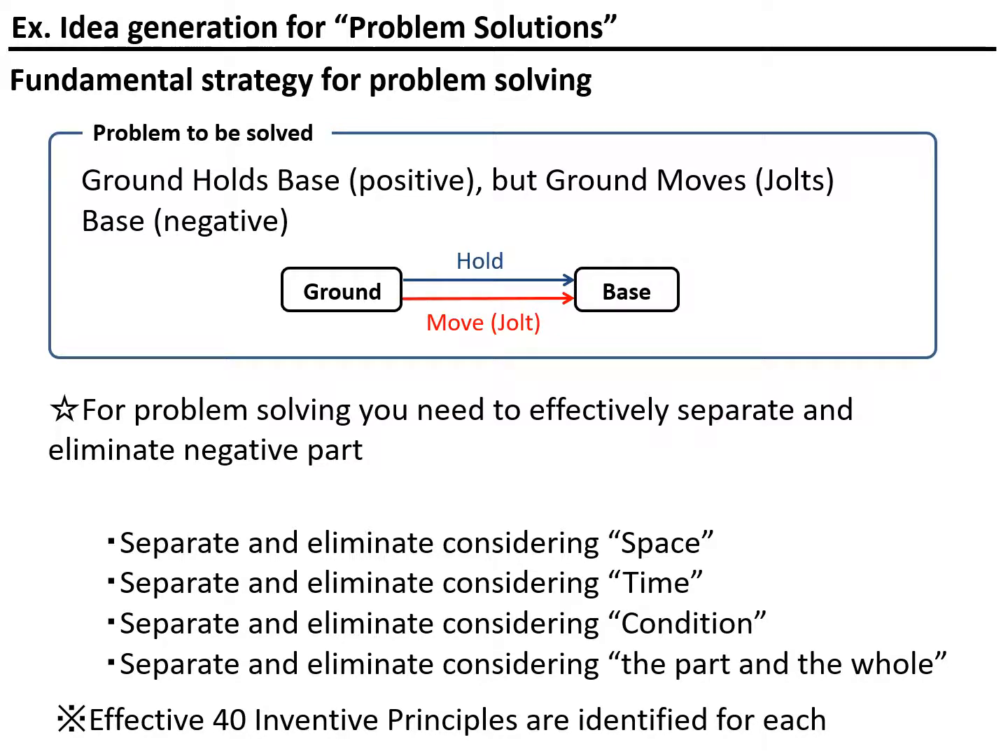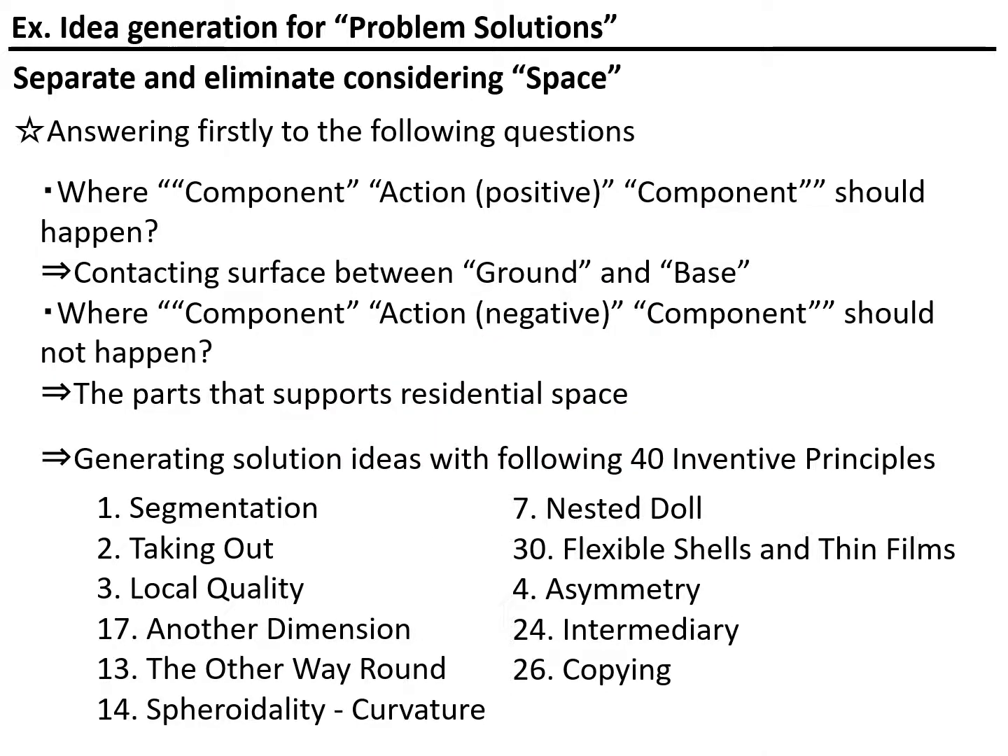As I have already explained, effective 40 inventive principles for each consideration are identified. Then what you need to do is first answer the following questions. Where a component positively acts on components should happen: contacting surface. The answer which I came up with was the contacting surface between ground and base. Where a component action negatively acts on components should not happen: think of the parts that support residential space.